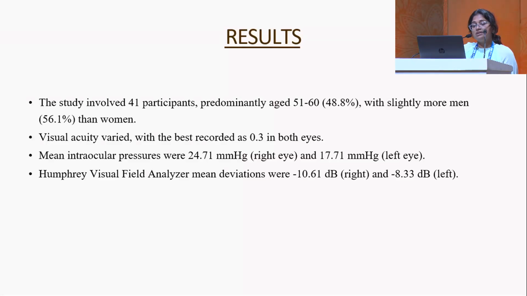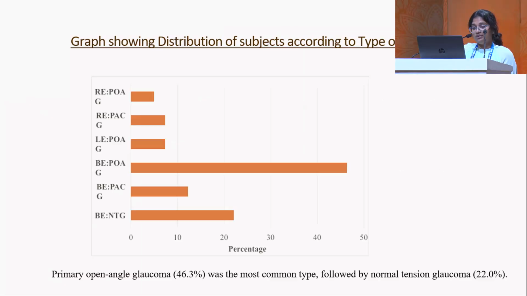The results: the study population involved 41 patients, predominantly in the age group of 51 to 60, with a slightly male predominance, 56.1%. Visual acuity varied, with the best recorded as 0.3 in both eyes. Mean intraocular pressure was 24.71 in the right eye and 17.71 in the left eye. HFA mean deviations were minus 10.61 and minus 8.3. This is the graph showing the distribution of subjects according to the type of glaucoma, in which primary open-angle glaucoma was the most common type, followed by normal tension glaucoma.